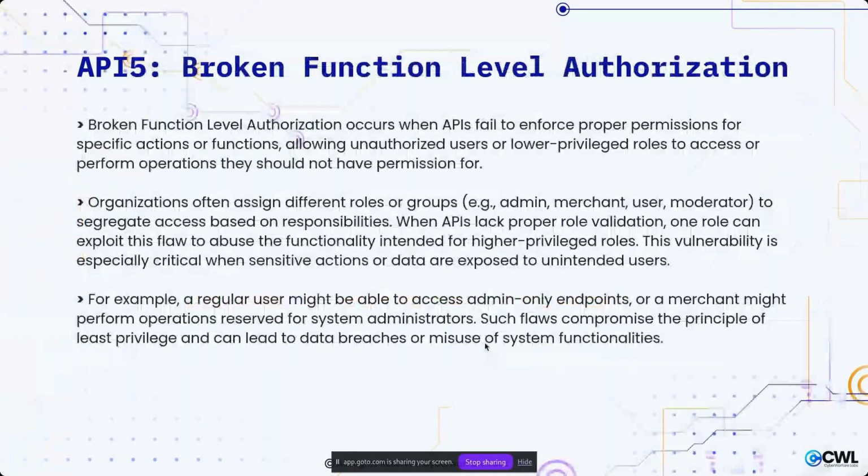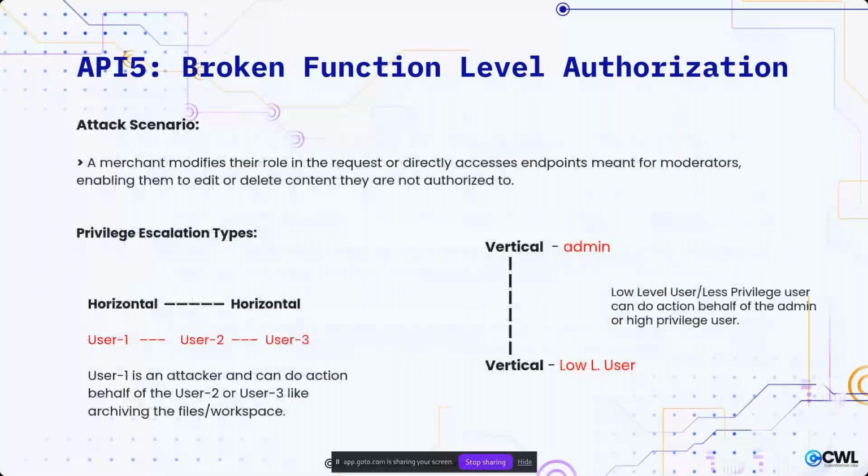And then we have broken function level authorization. Broken function level authorization occurs when an API fails to enforce proper permission for a specific action or function, allowing an unauthorized user or low privilege role to access or perform operations they should not have permission for. We can understand it in a much better way in this particular slide.